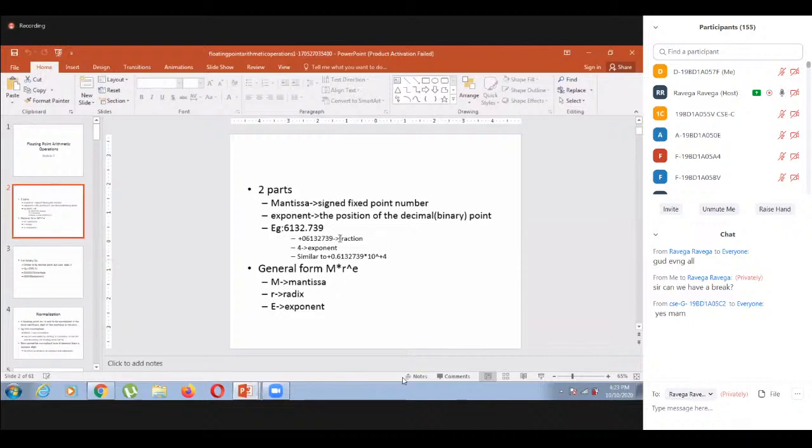Coming to the example, 6132.739. In this example, the integer digits 6132 form the mantissa part. How many digits are before the decimal point? Four digits: 1, 2, 3, 4. So four digits come before the decimal point.